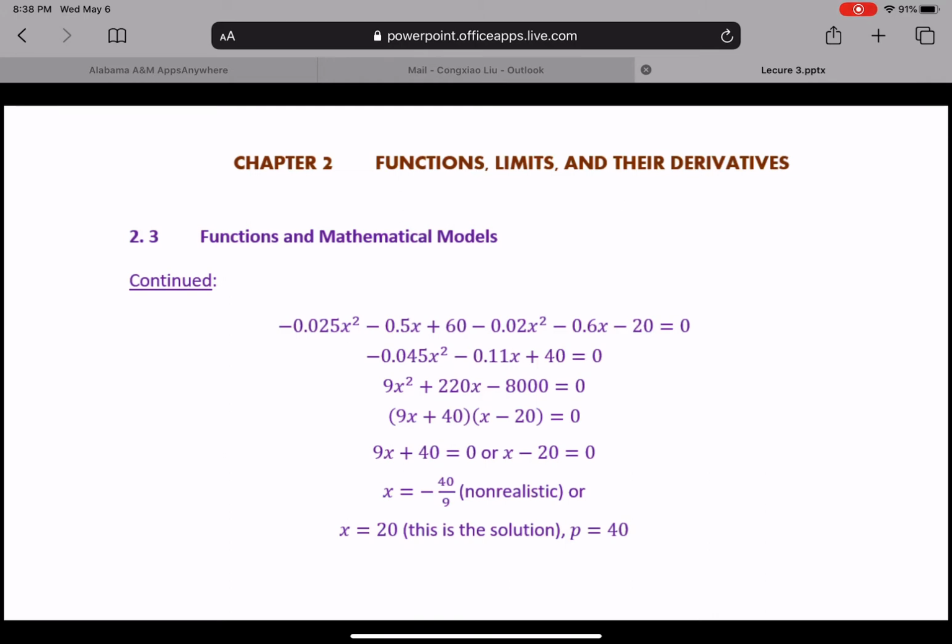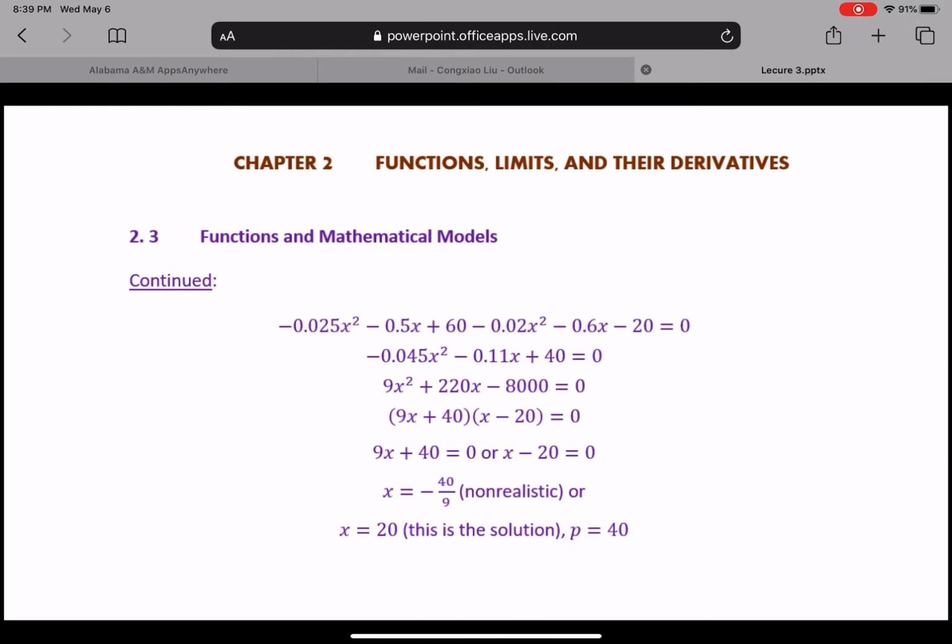And to solve this equation, you just simply set each factor to 0 and solve each linear equation. So we got 9x plus 40 equals 0 and x minus 20 equals 0. So we got two solutions. x equals negative 40 over 9. But remember, x is the quantity of the commodity in the market. So that's not realistic. You cannot get a negative number for the quantity. So we just discard this solution. And then we get the other solution, x equals 20, and this is the real solution.